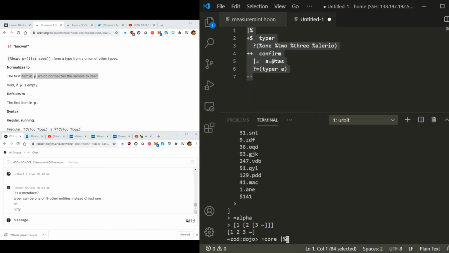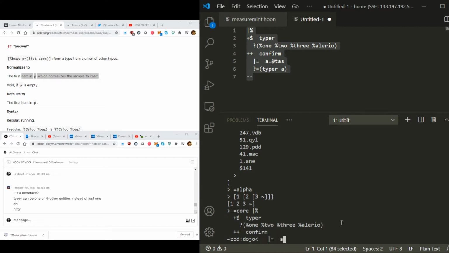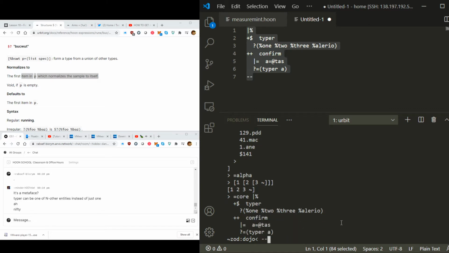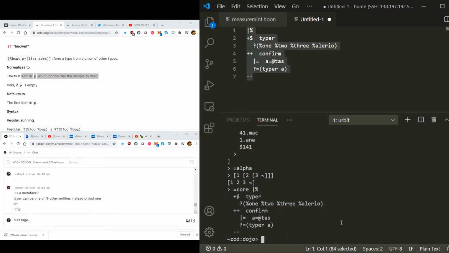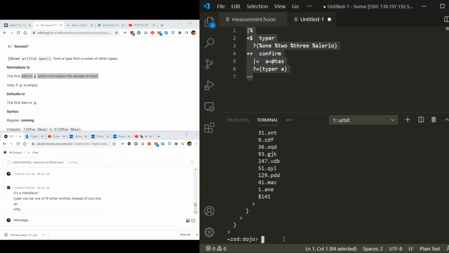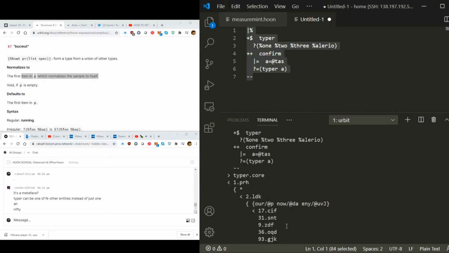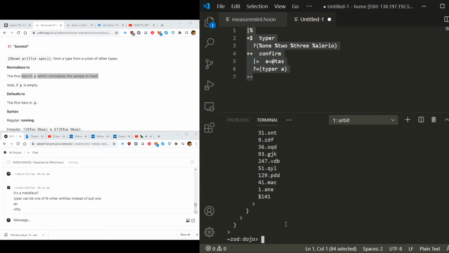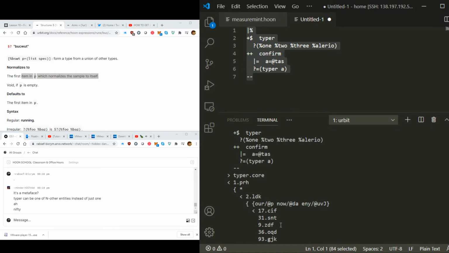Let's look at how this works in the dojo here. Okay, so my code is simple. My heart is pure. Clear eyes, cold hearts, can't lose, something like that. Okay, so we have one arm of core called typer that's going to give us a type. Let's see what typer.core does. Okay, so nothing of use.